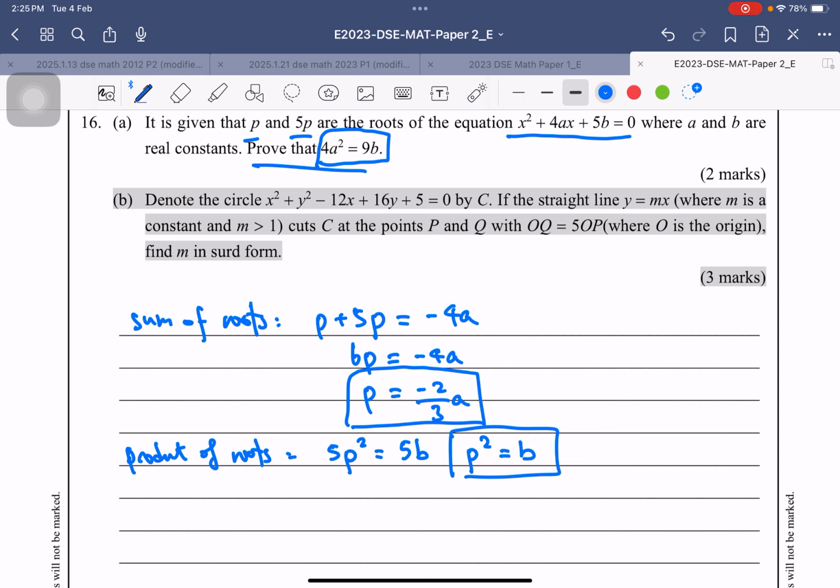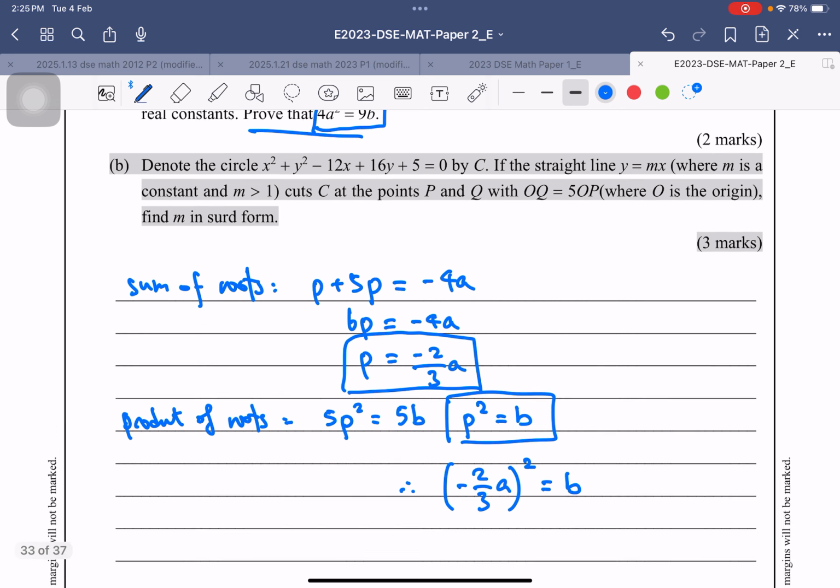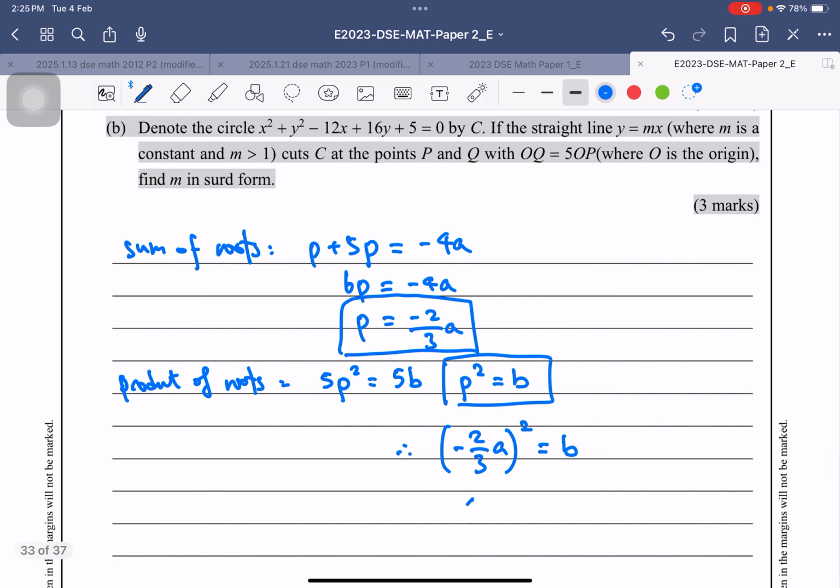I don't want the p, so you can replace the p by negative 2 over 3a. So we have negative 2 over 3a, take the square, equal to b. And then expand the bracket, we have 4a squared over 9 equal to b, so that we have 4a squared equal to 9b. Okay? It's not that hard.